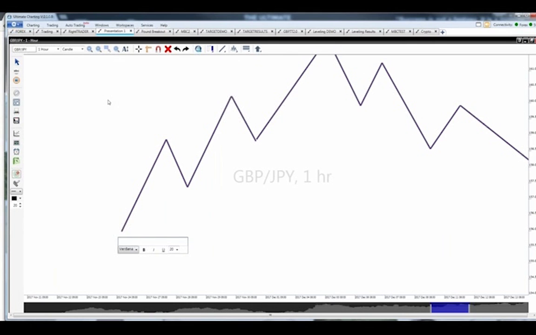I'm going to draw what's called an A boundary right here. This would be my B boundary right here. This would be my C entry, and this would be my D extension, okay? So I've got A, B, C, D.